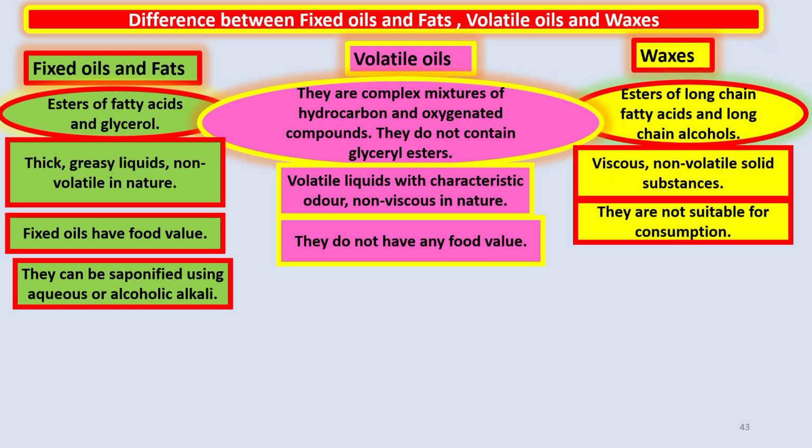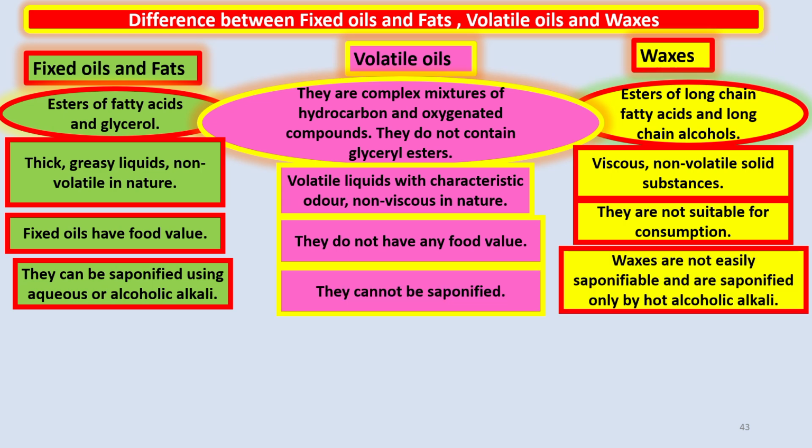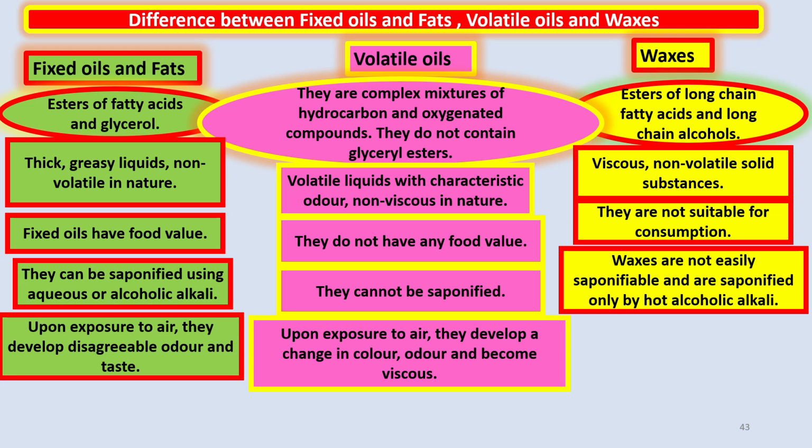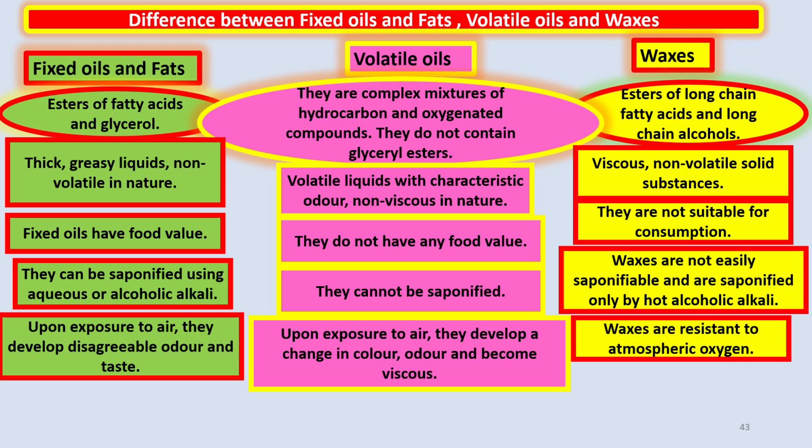Fixed oils and fats can be saponified, or soap can be prepared by saponification, usually using aqueous or alcoholic alkali. Volatile oil cannot be saponified. Waxes are not easily saponifiable, but are saponified only by hot alkali or hot alcoholic alkali, which we have seen just before. Fixed oils and fats, upon exposure to air, develop a disagreeable odor and taste. Rancidity may take place, with a change in color and odor, and they become viscous. But waxes are resistant to atmospheric oxygen.